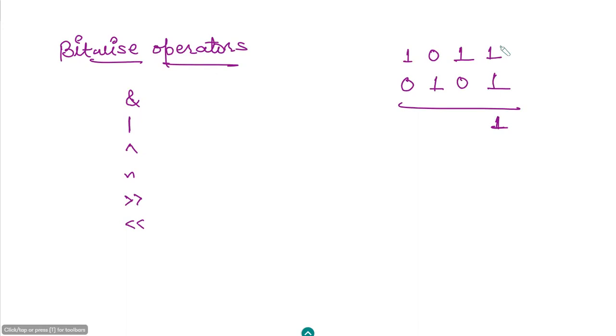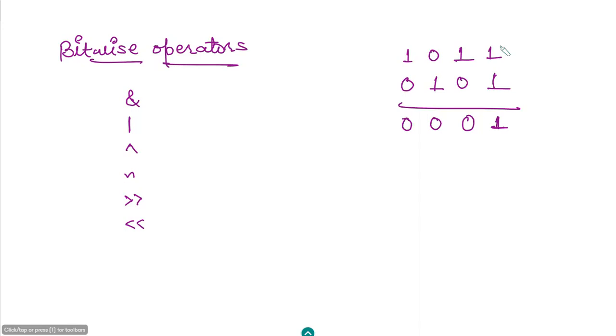Now move to the next bit. In the first operand the bit is present, but in the second operand there is only 0, so that means there is no bit. Then this operator will not copy the bit to our result, so the answer will be 0. The rest of the answer will be the same, right?